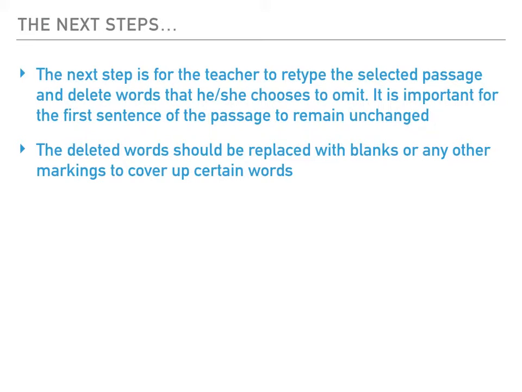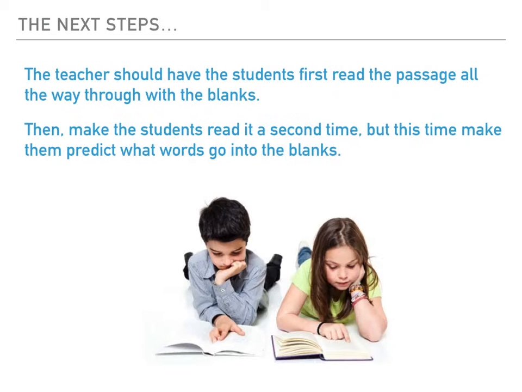Then, the deleted words should be replaced with blanks or anything else that can cover up the words. Some teachers can even provide word banks for students, which decreases the level of difficulty. The next step is that the teacher should have the students first read the passage all the way through with the blanks. Then, make the students read it a second time, but this time make them predict what words go into the blank. This is where students use their knowledge of syntax and semantics to figure out what words are missing.